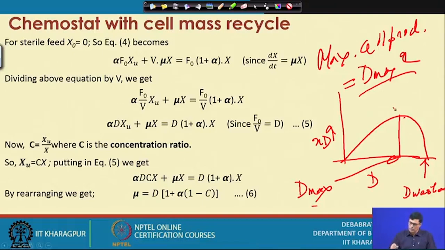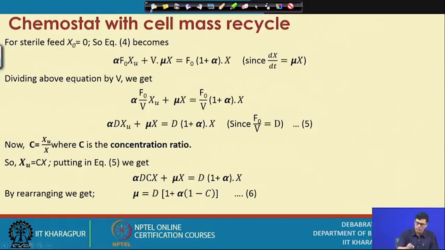At the D max, what is the X value? That is the maximum. Now, as I told you, D max and D washout, these two are very close to each other. So, if you increase the flow rate a little bit, because D equal to F by V, there is every possibility that D max can meet the D washout situation, then you will not get any cell mass in the reactor. Now, this system can be safely operated if you recycle the cell. So, even if it is increased a little bit, it is not going to affect your system at all. So, this is how we can safeguard against cell washout by recycling of the cells.